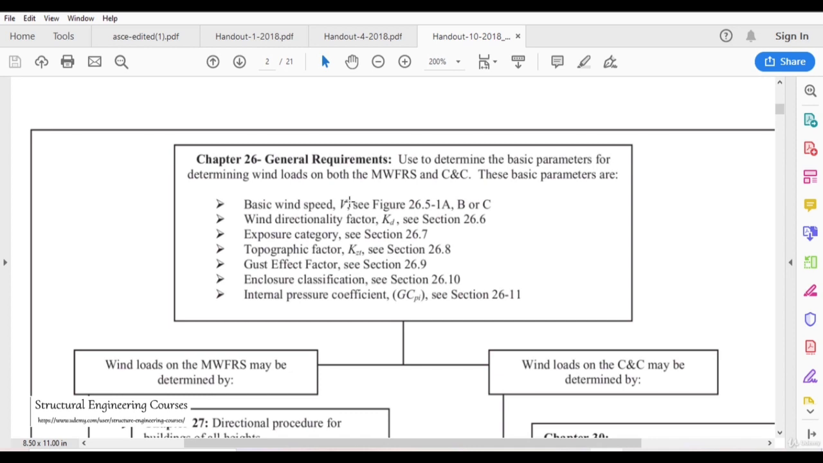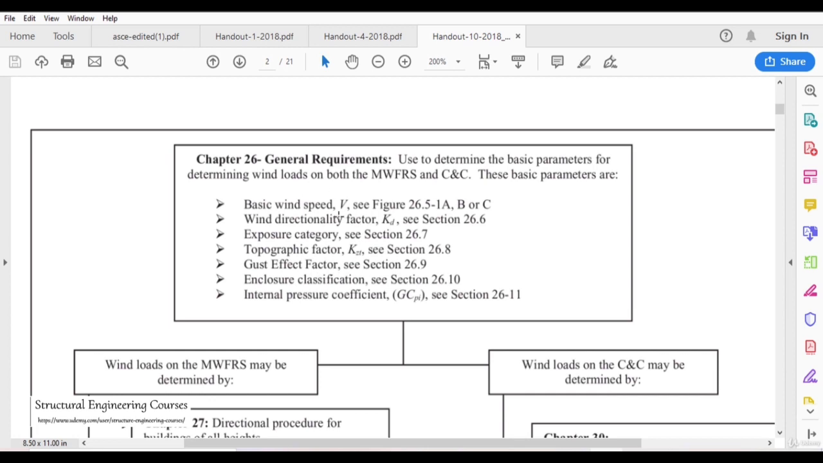There are various maps drawn for the US only, which show the basic wind speed that we need to refer to. Or you can refer to the hazards.atcouncil.org website also to check what exactly the basic wind speed V is. After that, second is the wind directionality factor KD. Third is the exposure category, topography factor KZT, gust effect factor, and enclosure classification and internal pressure coefficient GCPI.